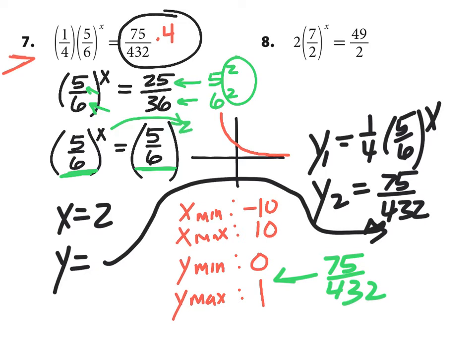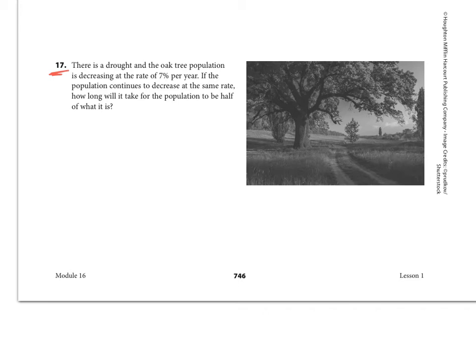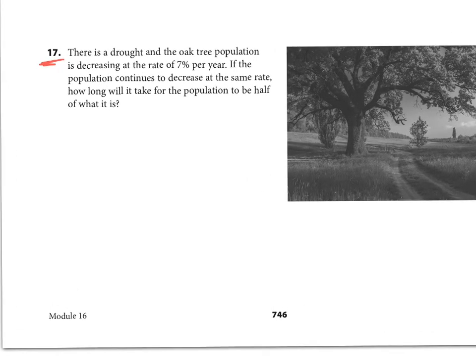Okay, so let's go to the next problem, problem number 17. There is a drought, and the oak tree population is decreasing at the rate of 7% per year. Okay, so we did a problem about the laser beam decreasing by 1%, and we subtracted that from 1. Same concept. 7% is 0.07. We're going to subtract that from 1.